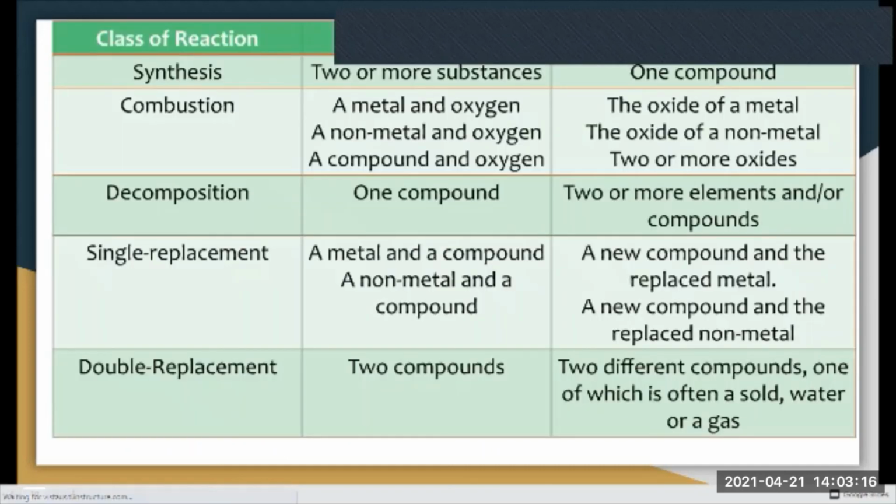And if you look at this, here's your final big chart of all the different reactions. We've added synthesis, which is 2 or more become 1, combustion, we have broken down, decomposition, 1 becomes 2, single replacement, a metal in a compound mixes with a non-metal in a potential compound, and there's a replacement that occurs, and double replacement, 2 compounds, which are 2 different compounds.